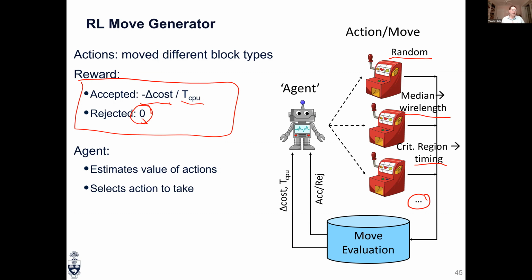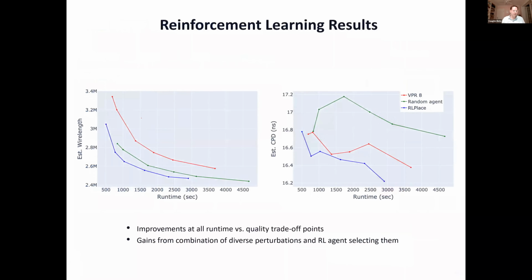Okay, so that's the reward. The agent, we played with a few different agents, but basically they estimate the value of the actions by monitoring this reward and select what action to take at every point. So it's basically learning how to tune. So how well does it work? I'm showing you here 3 curves, and every point on these curves is basically an average result on that entire Titan benchmark suite.